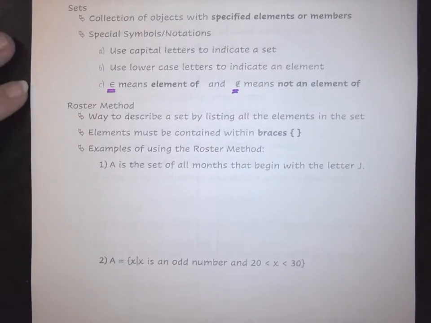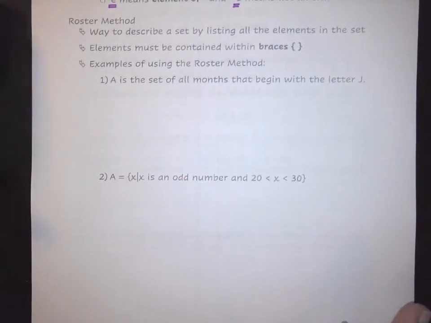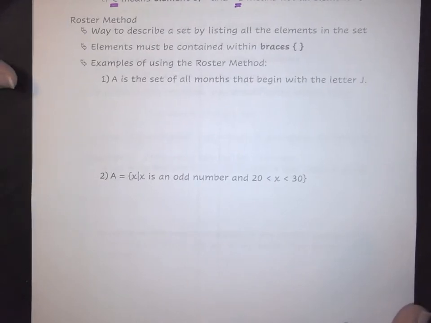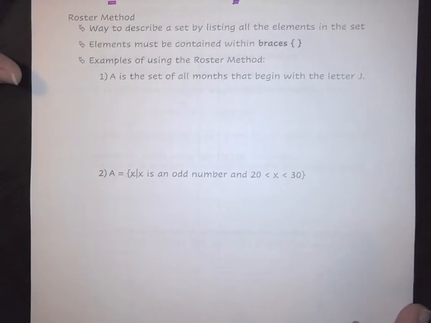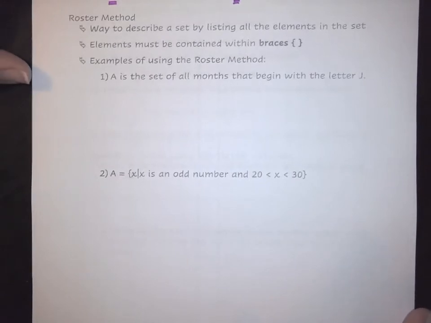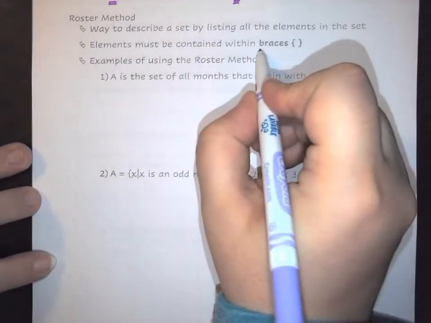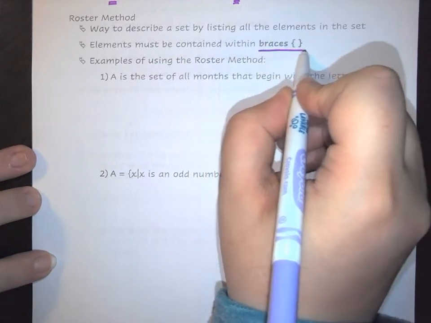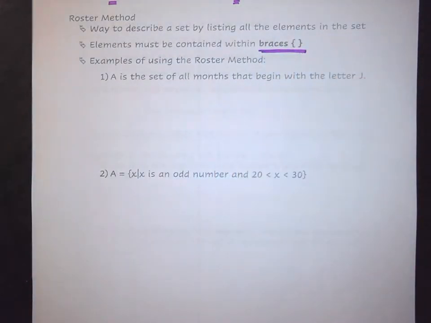Okay. Now when we're working with sets, we have a method called the roster method, and the roster method is a way that we can describe a set simply by listing the elements of the set. Now when we create our set, it's very important that we set it up the right way. So we're going to use what's called braces. These are the squiggly lines in order to embrace or wrap around the elements of your set.